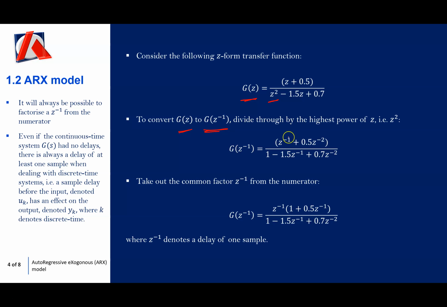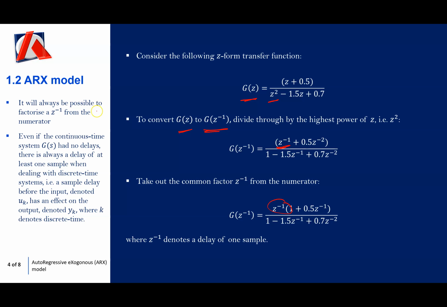That's the form of it. Next step, we take out the common factors, z^-1, this term in the numerator. If we move that outside, put brackets, so put a 1 here, z^-1 multiplied by z^-1 will give us z^-2, so that's all correct. Here z^-1 denotes a delay of 1 sample. So it's always possible to factorise out z^-1 there.